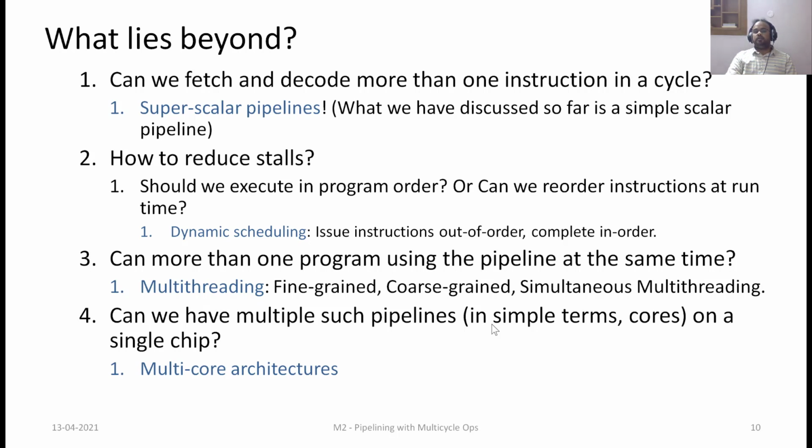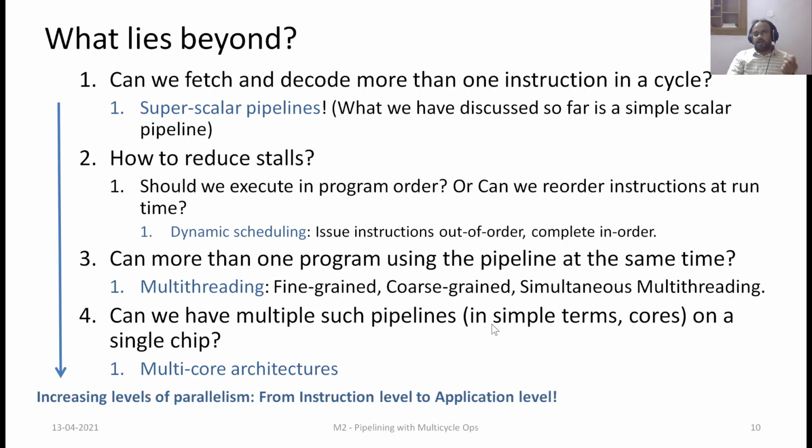So what we moved from is parallel execution of multiple instructions, as part of superscalar pipelines and out of order pipelines. Then we moved to trying to execute multiple applications on the same core, and then extended it to multi cores. So what we have seen is instruction level parallelism, and as we go from question 1 to 3 and 4, we go from instruction level parallelism to application level parallelism.